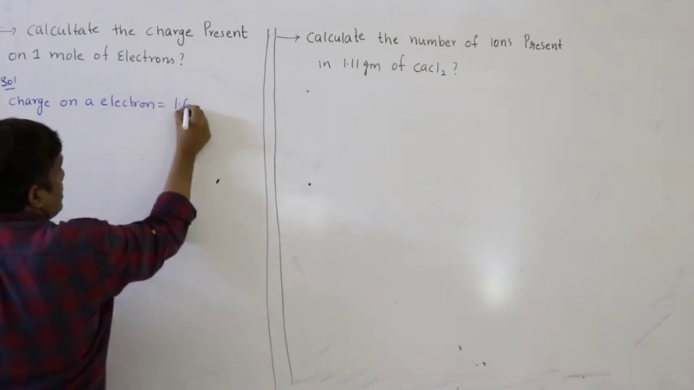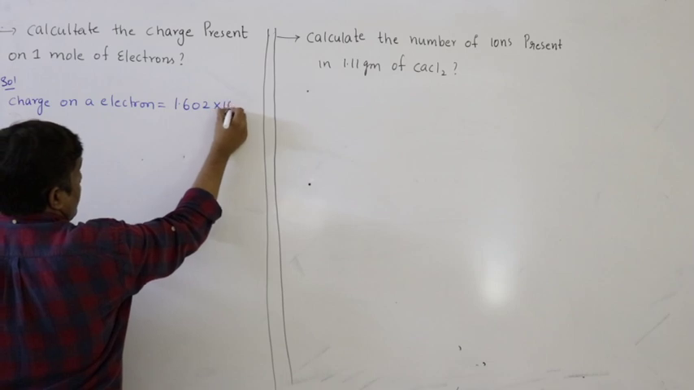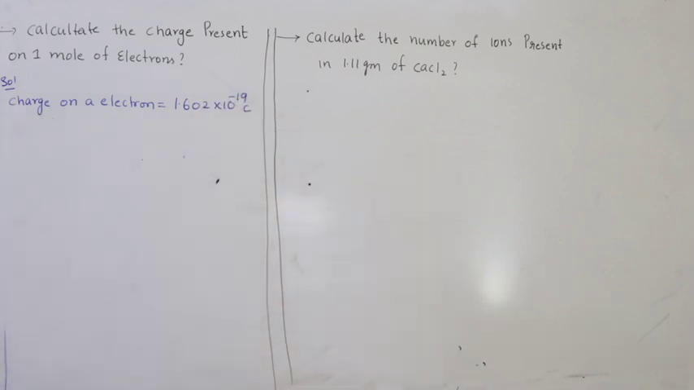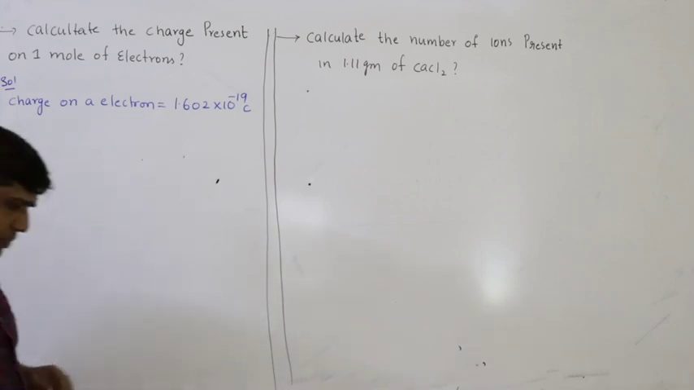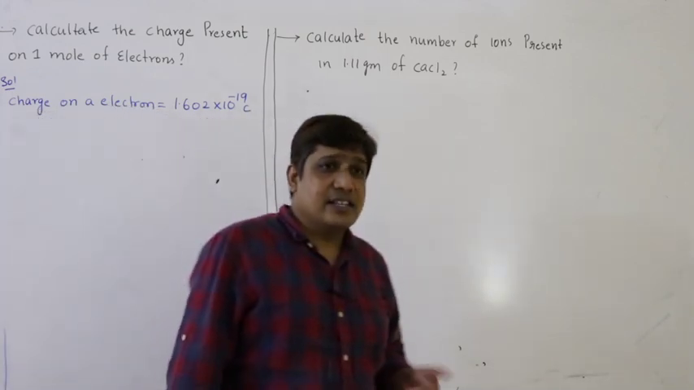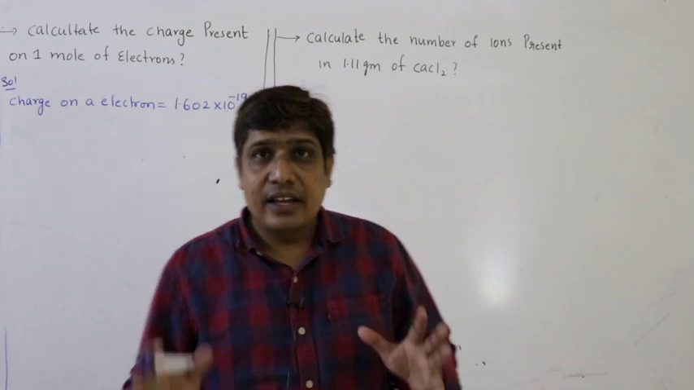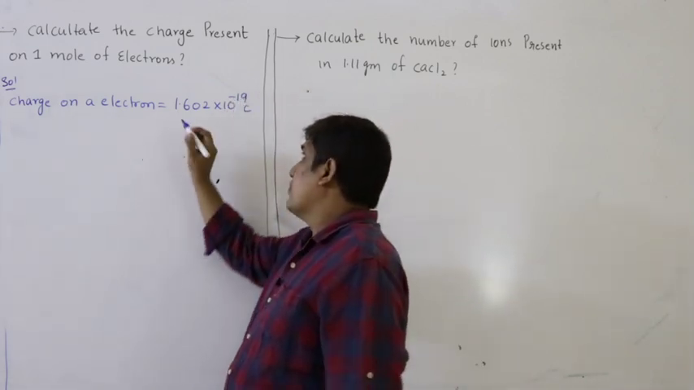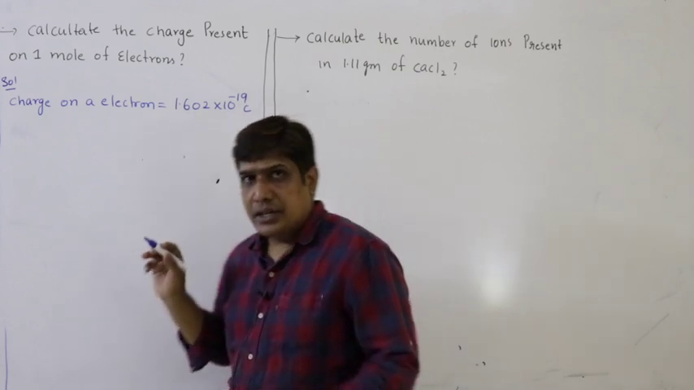So it is negatively charged. We require magnitude. So 1.602 into 10 power minus 19 coulombs. So minus indicates that it is negatively charged, doesn't mean that its value is negative, right? So the magnitude is 1.602 into 10 power minus 19 coulombs.